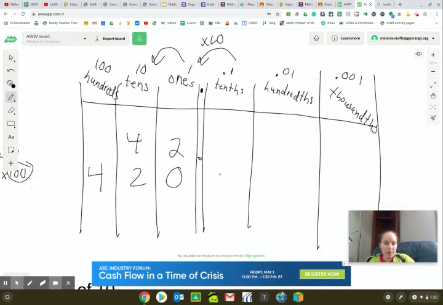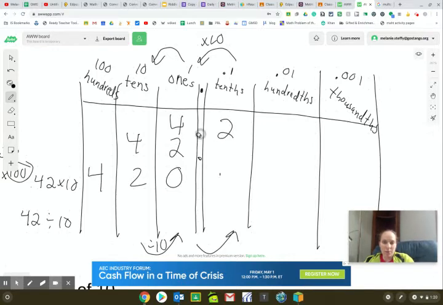So this would be 42 times 10. What happens if I take 42 and divide it by 10? Once again, when you divide by 10, the numbers in your place value system shift one place value to the right. Each time you divide by 10, the numbers shift over one place value to the right. So my 4 would now be in the ones place, my 2 would be in the tenths place, and I need to put my decimal point here.